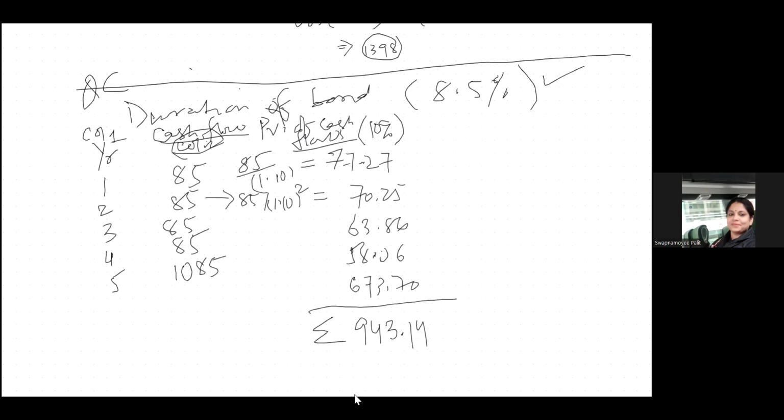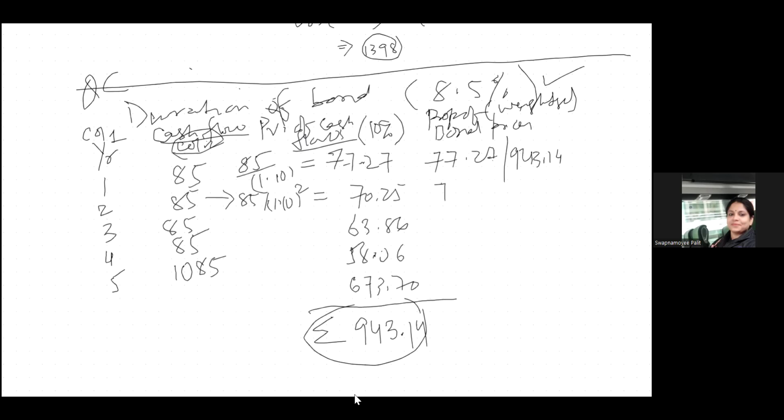Okay. Now your fourth column is where you give the weightage. Remember your fourth column is the proportion of bond prices. That means you are finding the weightage here. You are giving weightage to each year's cash flow. How you do this is simply divide by the overall summation. That's the weightage. So it is 77.27 divided by 943.14. Similarly, 70.25 divided by 943.14. This is how you will proceed.